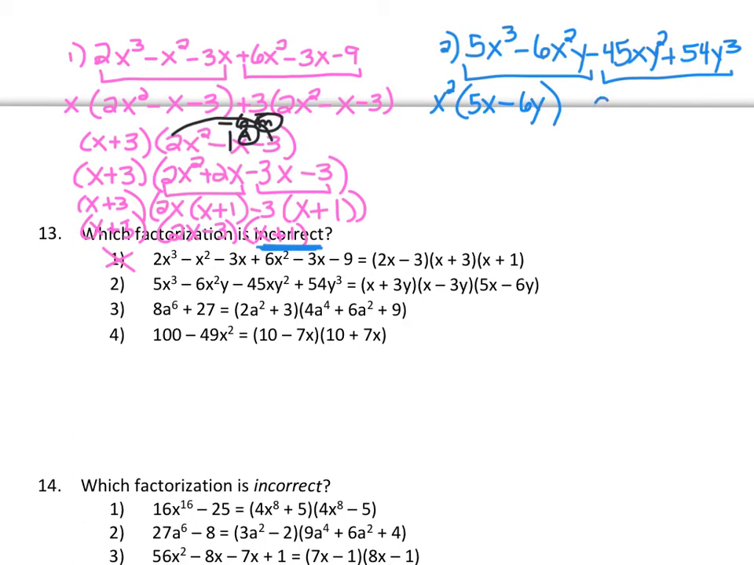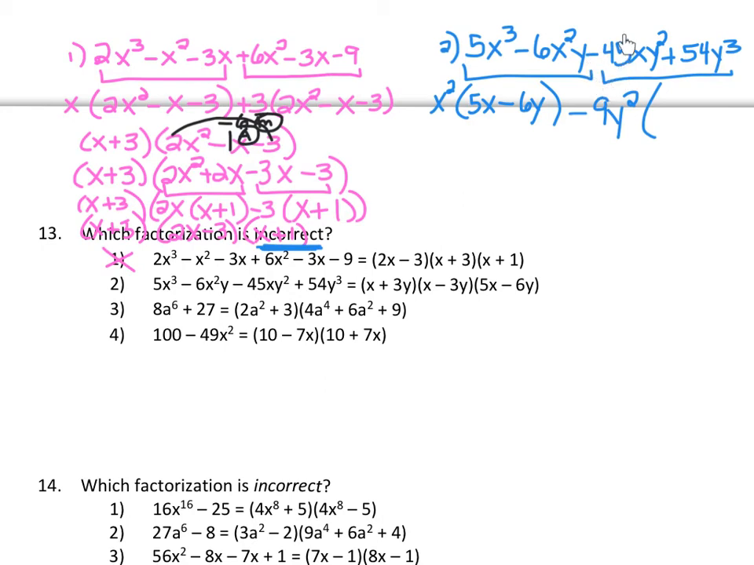So 9y squared. Now we have to decide whether we want to make that positive or negative. Now let's think. In this parenthesis, our first term is positive and our second term is negative. So it goes positive, negative. Up here, it does the opposite. It does negative, positive. So if we want these signs to change, what that means is we have to pull out not a positive 9, but a negative 9. So we're pulling out a negative 9y squared.